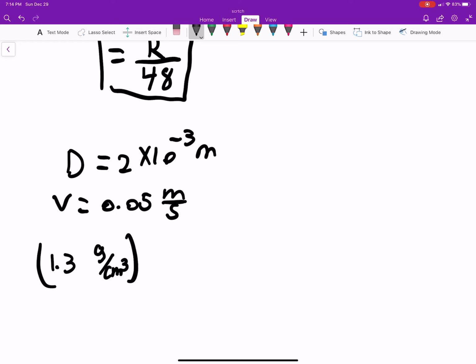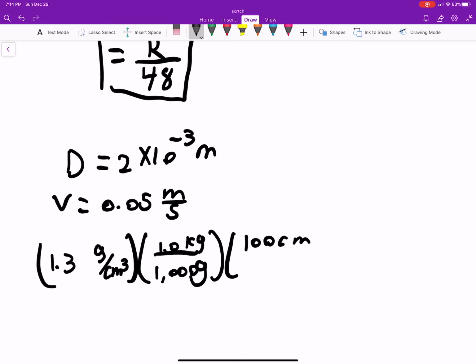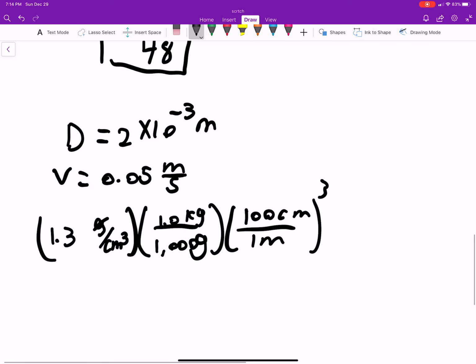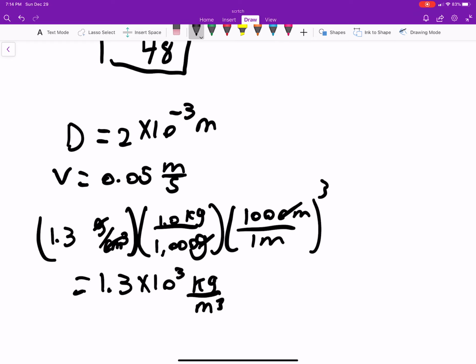Let's convert that really quick. We want to convert it, we need kilograms. So that gets rid of the grams. And then 100 centimeters per 1 meter. It's cubed. Let's see, our grams cross, our centimeters cross. Perfect. And then that'll just be 1.3 times 10 to the third kilograms per meter cubed.